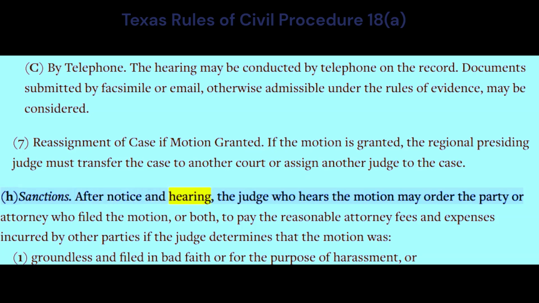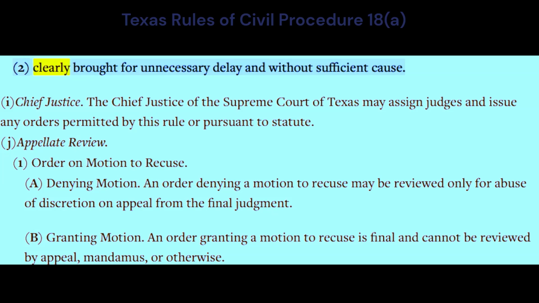H. Sanctions. After notice and hearing, the judge who hears the motion may order the party or attorney who filed the motion, or both, to pay the reasonable attorney fees and expenses incurred by other parties if the judge determines that the motion was: 1. Groundless and filed in bad faith or for the purpose of harassment, or 2. Clearly brought for unnecessary delay and without sufficient cause. I. Chief Justice. The Chief Justice of the Supreme Court of Texas may assign judges and issue any orders permitted by this rule or pursuant to statute.